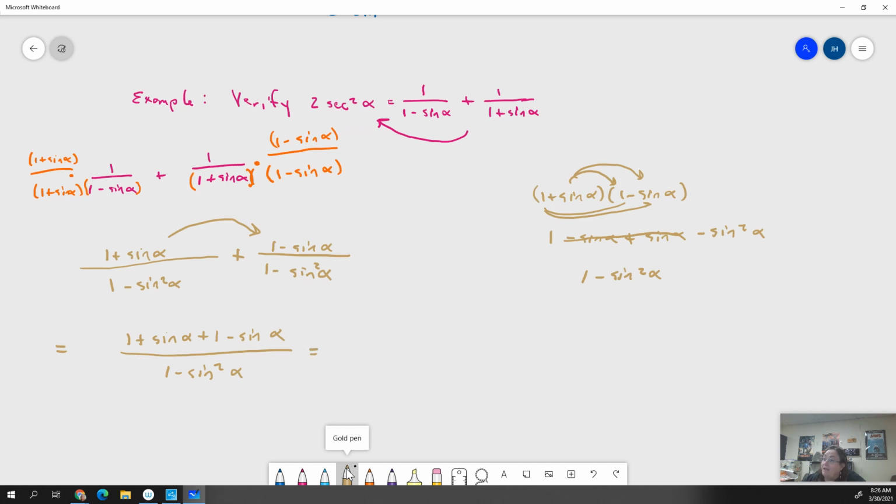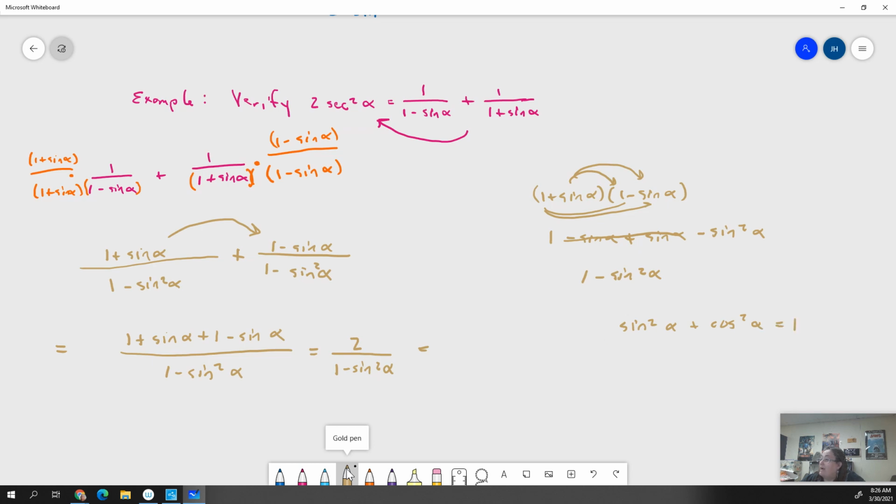And if I look at that, that's 1 plus 1, which is 2. Then I have sine of alpha minus sine of alpha. Well, those just disappear over 1 minus sine squared of alpha, right? The next step is, this looks like it's probably a trig identity, right? I'm guessing Pythagorean, right? Because we have sine squared. We can use sine squared of alpha plus cosine squared of alpha equals 1.